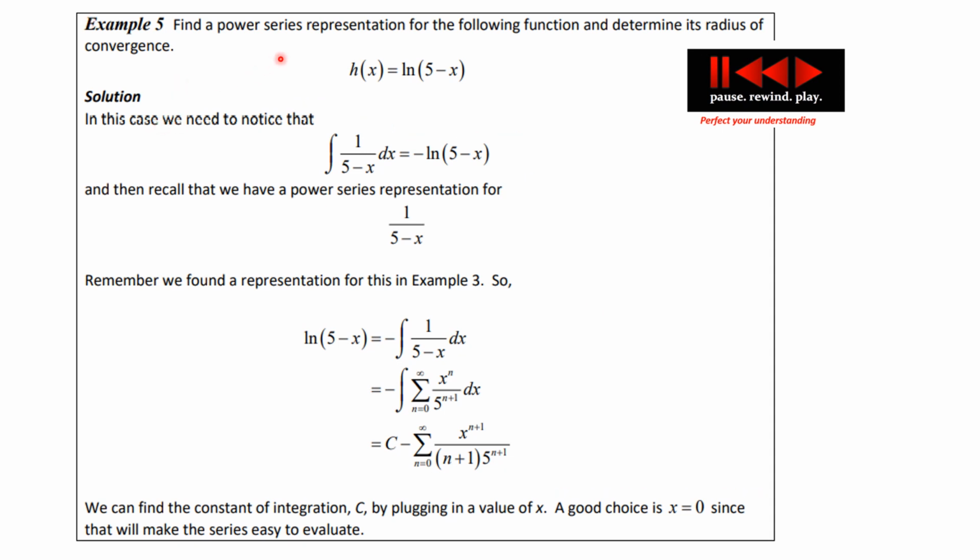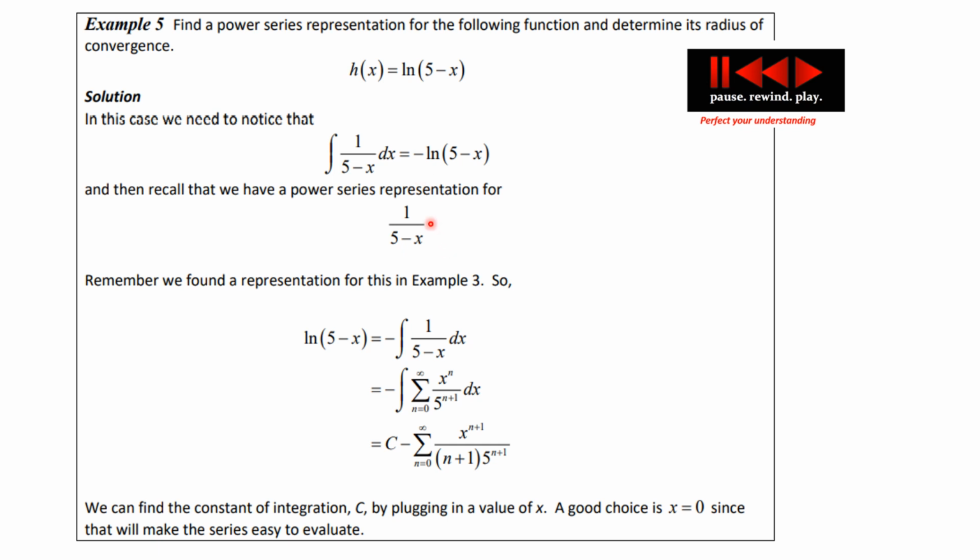Let's move on to another example. Find a power series representation for the following function, h of x equal the natural logarithm of 5 minus x, and determine its radius of convergence. Again, these are excellent practice problems both for now and for the future as you prepare for the final exam. Well, note that if we integrate this expression, 1 over 5 minus x dx, a simple change of variable tells us that this is minus the natural logarithm of 5 minus x. Make sure you follow this calculation and know where the negative sign comes from.